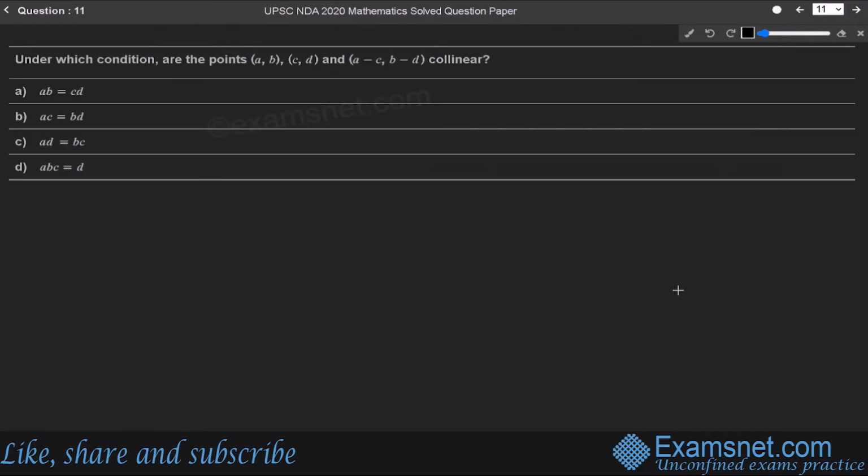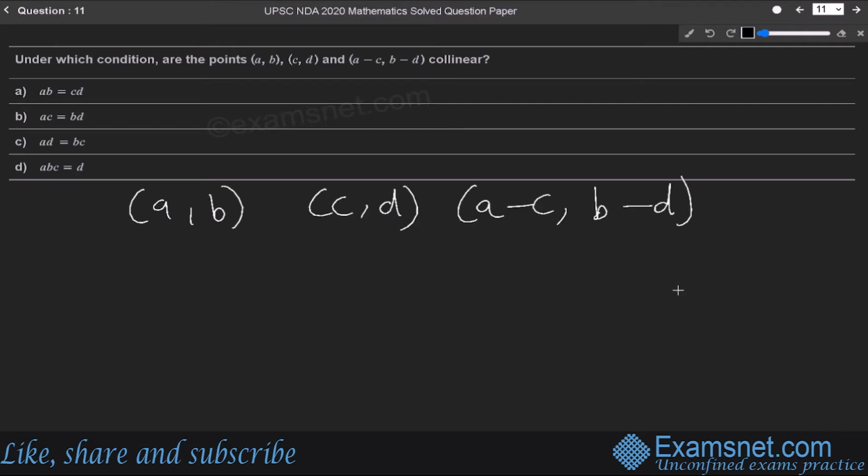Next question is, under which conditions are the points (a, b), (c, d) and (a minus c, b minus d) collinear? So the points are given: (a, b), (c, d) and (a minus c, b minus d). It is asked under which condition these points will be collinear. We know that any 3 points are collinear only if the determinant is 0. So let us find the determinant for these 3 points.